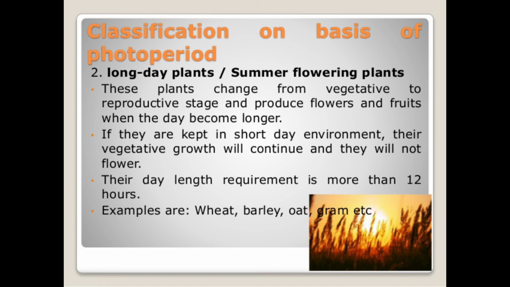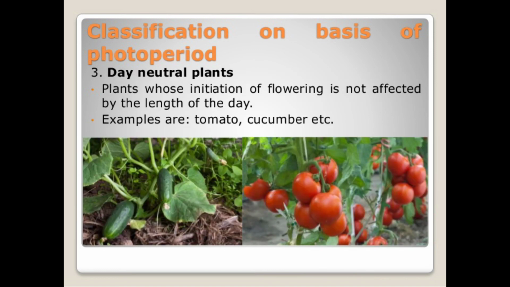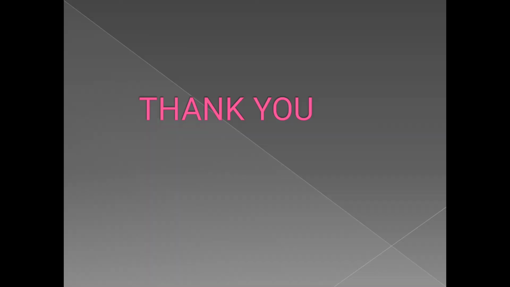Next one is the long day plant. Their day length requirement is more than 12 hours. Examples are wheat, barley, oat, gram. Then day neutral plants. Plants whose initiation of flowering is not affected by the length of the day are called day neutral plants, and their examples are tomato and cucumber.